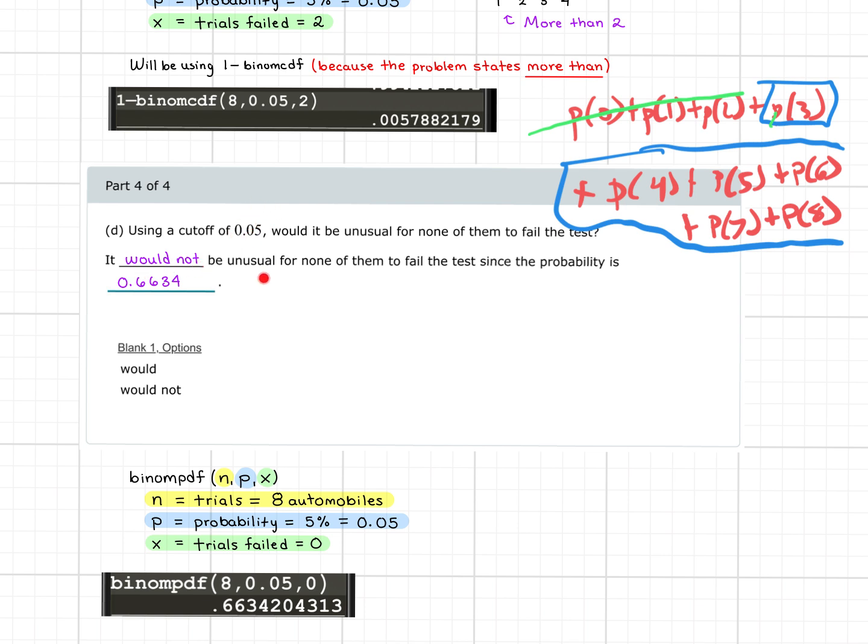So it would not be unusual. So again, if this was 0.006 as an example, that's less than this. So you say it would be unusual. So whenever you're checking for normality or if things are unusual, you're comparing it to 0.05.